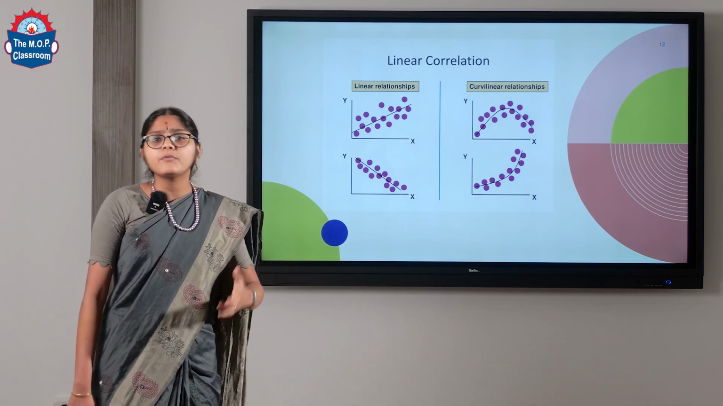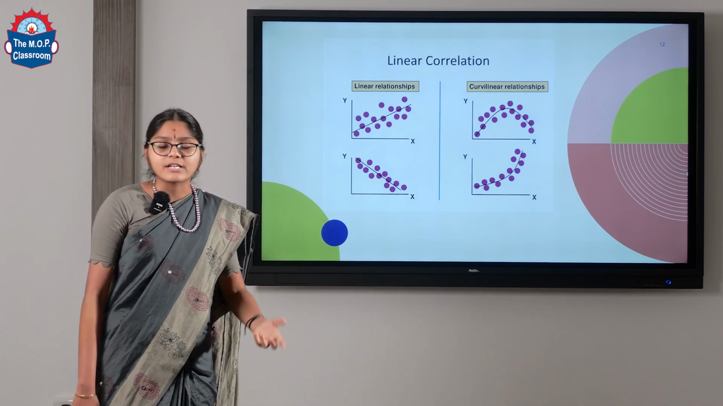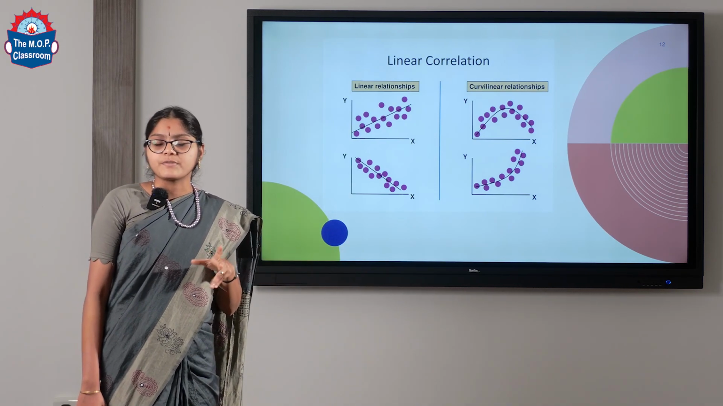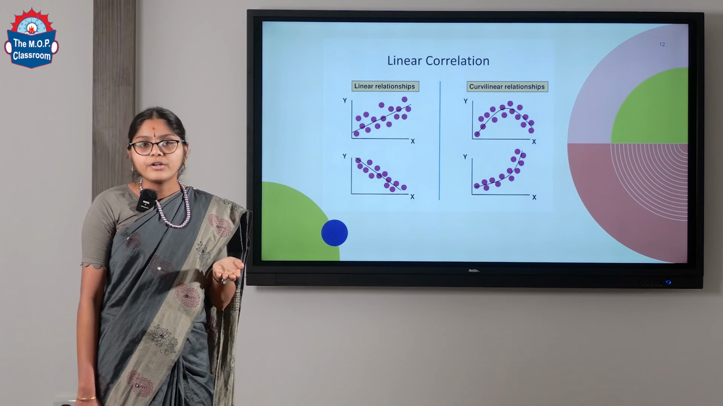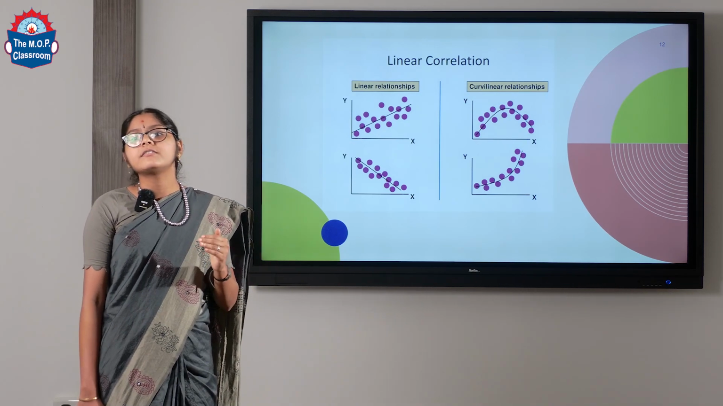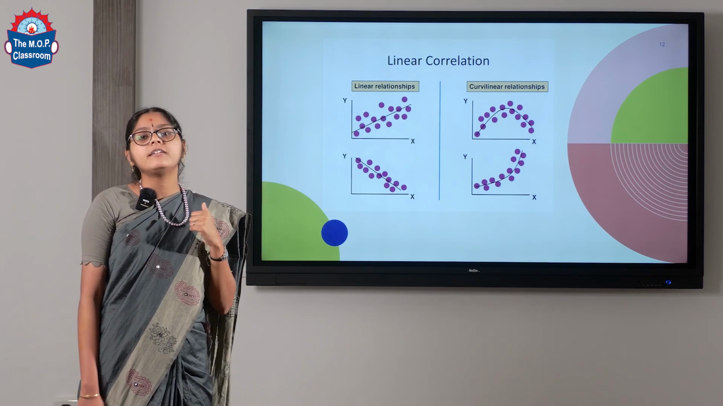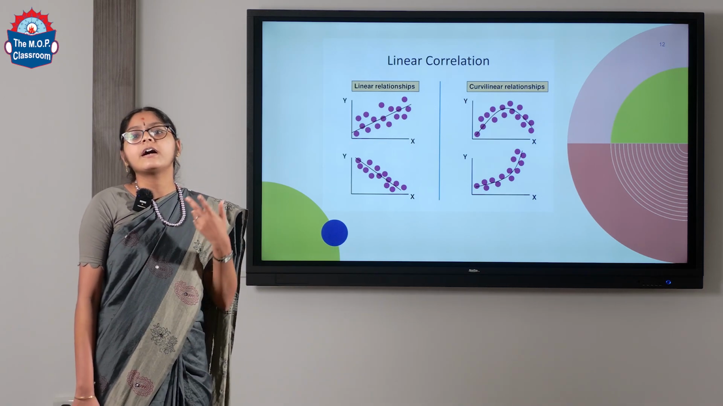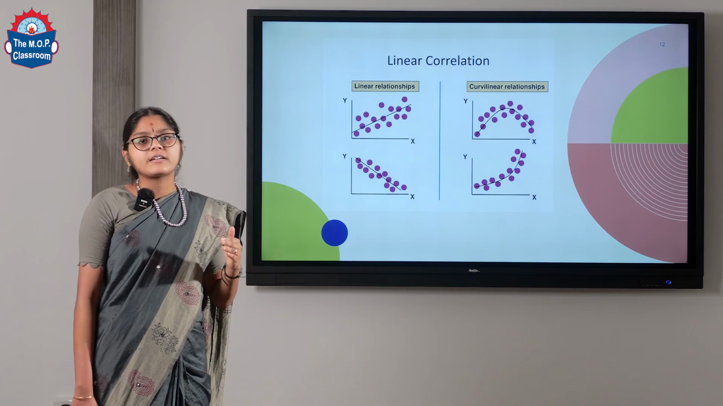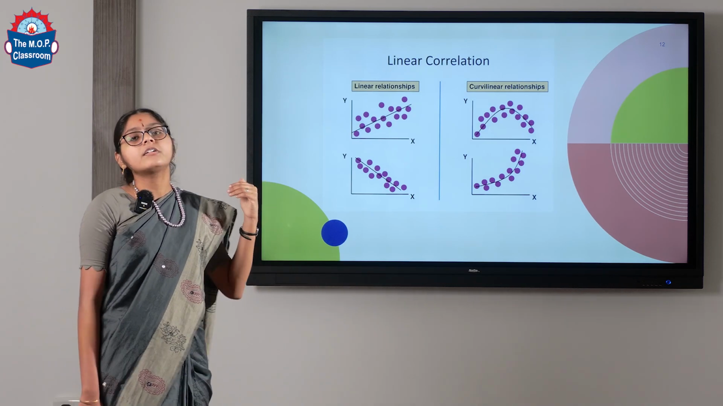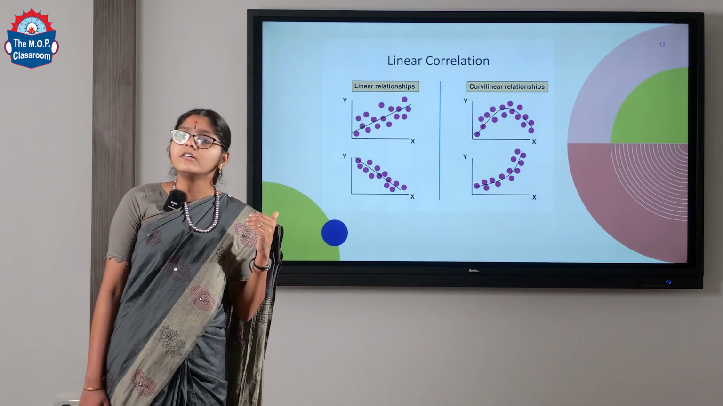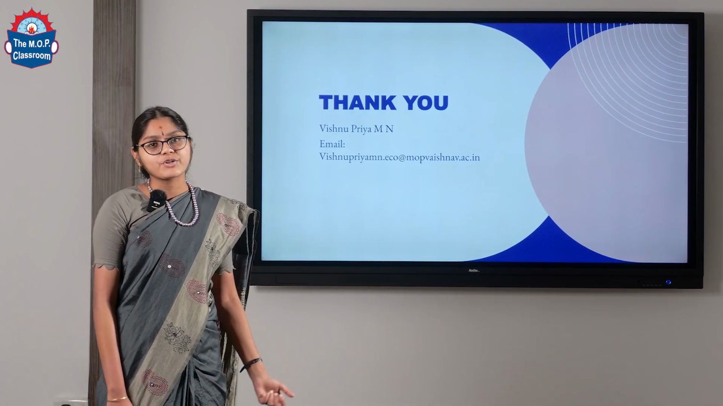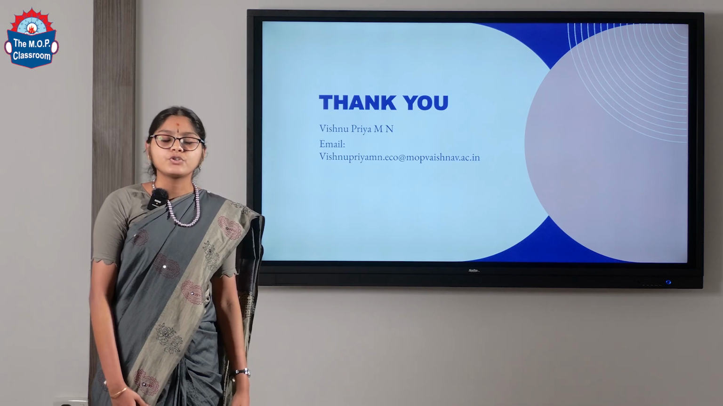There are many variables in economics which fall under the category of curvilinear relationships. For example, when you plot investment and the production level, or income, consumption, savings, most of the time you will observe a curvilinear relationship between the variables. So I hope you found this correlation topic interesting. Thank you so much.